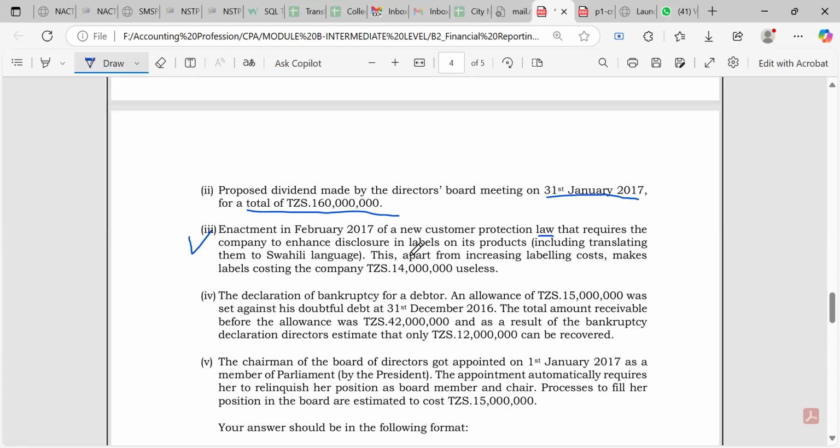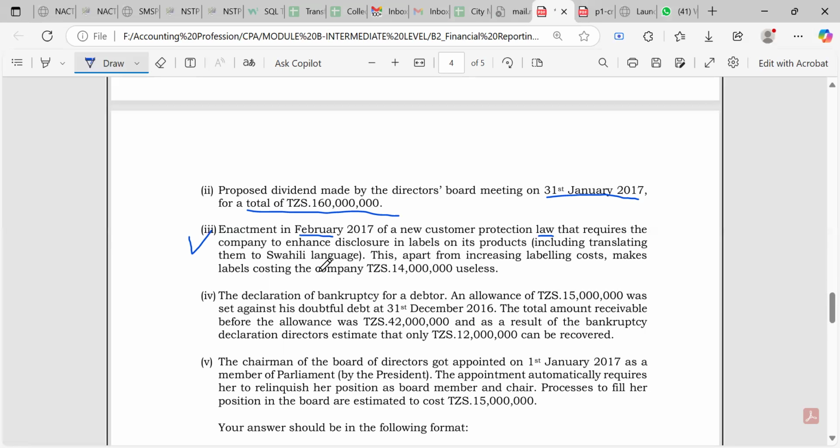Enactment of the law, whatever law you have enacted after the year end, this is obviously a non-adjusting event in itself, when you see it, right? That requires the company to enhance disclosure in labels on its products, including translating these ones. Apart from increasing the labeling cost, of course you put the label, so it will have to incur the cost, right?